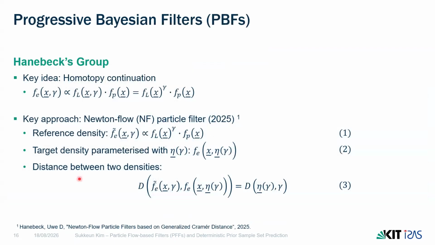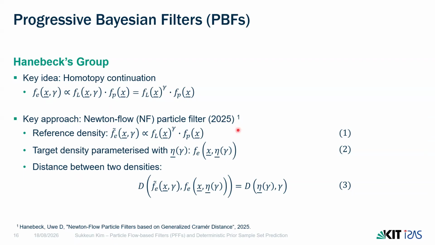So yeah, let's talk slightly more in detail in mathematics. Then it will be easier for you to understand this concept instead of just talking about it in higher level intuitions. So we start with a homotopy continuation. This is basically the same as we already saw before. Here again, the gamma goes from 0 to 1. And the key approach is Newton flow particle filter.